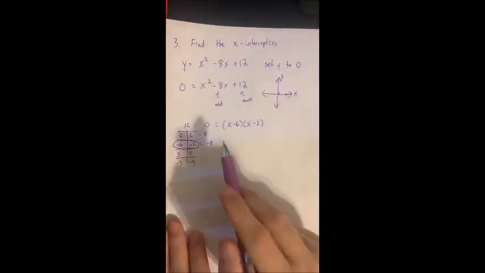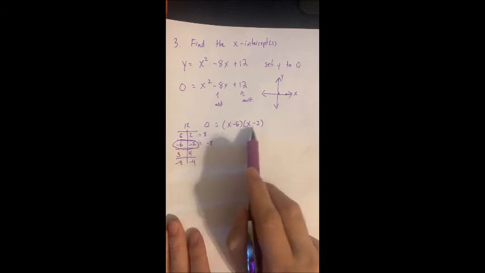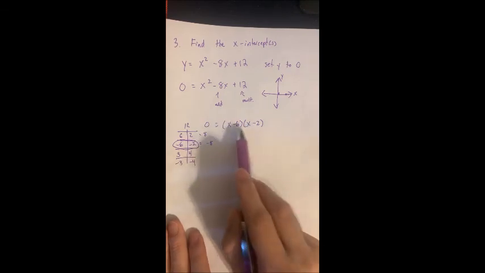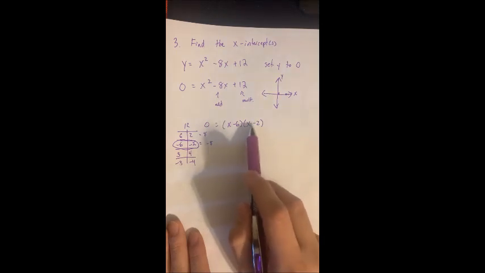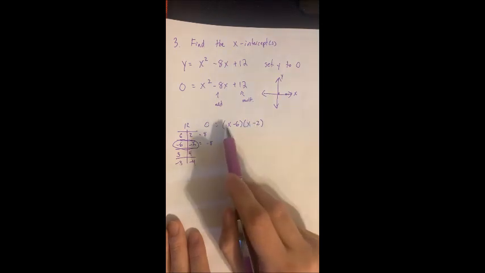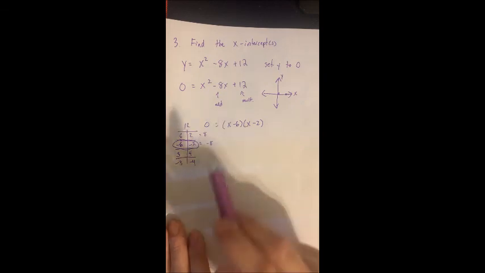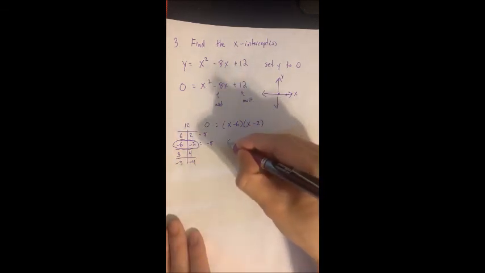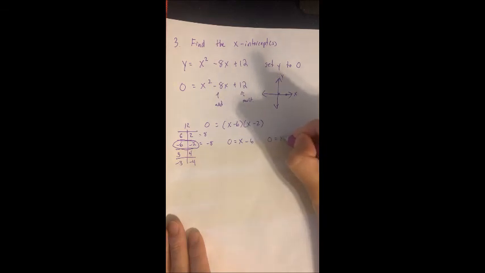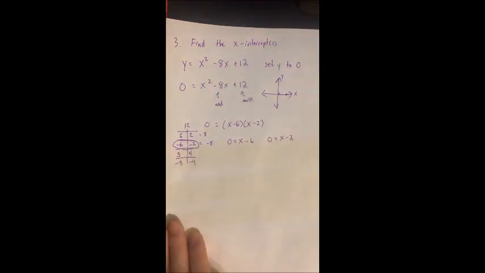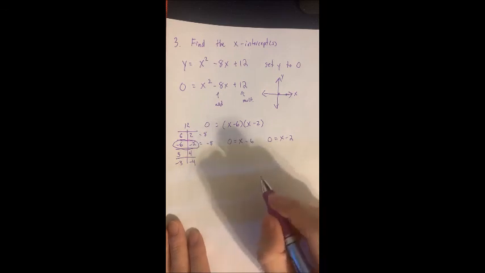All right, so in order to solve this, we have to set each one of these equal to 0, because if one of these things equals 0, it doesn't matter what the other value is. 0 times anything is 0. The same thing as if this is equal to 0, it doesn't matter what this one is. 0 times anything is 0. So let's go ahead and do that. So you have 0 equals x minus 6, and then 0 equals x minus 2. So we just have to solve for x for both of these equations here.